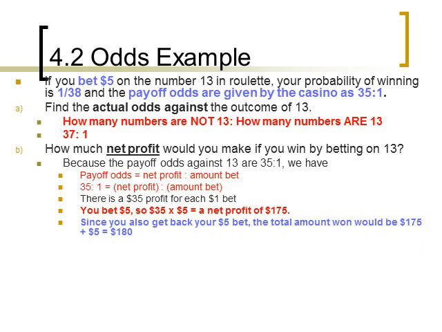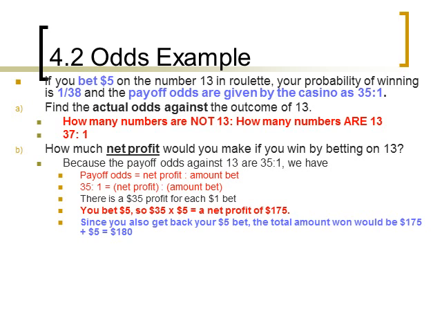Let's look at the second step. How much net profit would you make if you win by betting on 13? And because we're told that the payoff odds against 13 are 35 to 1, let's go back and find that information that talks about payoff odds that was on the previous slide. We learned that payoff odds equals net profit to amount bet. And so they're giving us 35 to 1. So if we label the left side, that means it equals net profit, and the right side is amount bet. So to correctly read that, it means there's a $35 profit payout for each $1 bet.